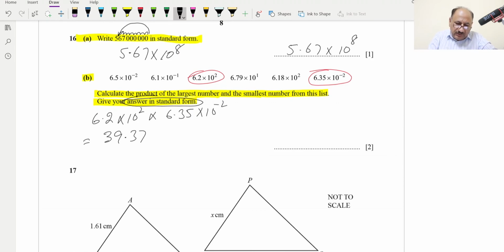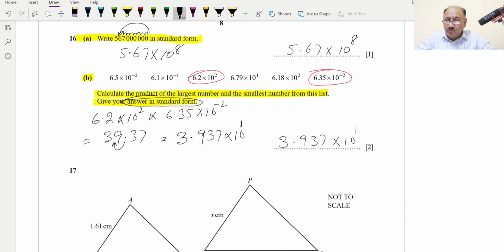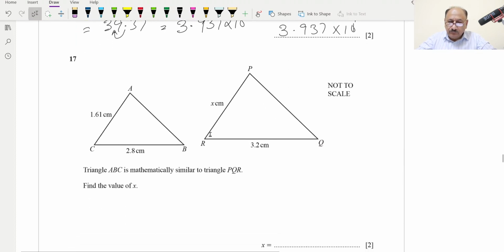So this decimal will have to shift after the first non-zero number. So it will be one jump to the left. So we can write 3.937 into 10 raised to the power 1, because it is one jump to the left, so raised to power 1. So our final answer will be 3.937 into 10 raised to the power 1, 2-mark question, which is done.